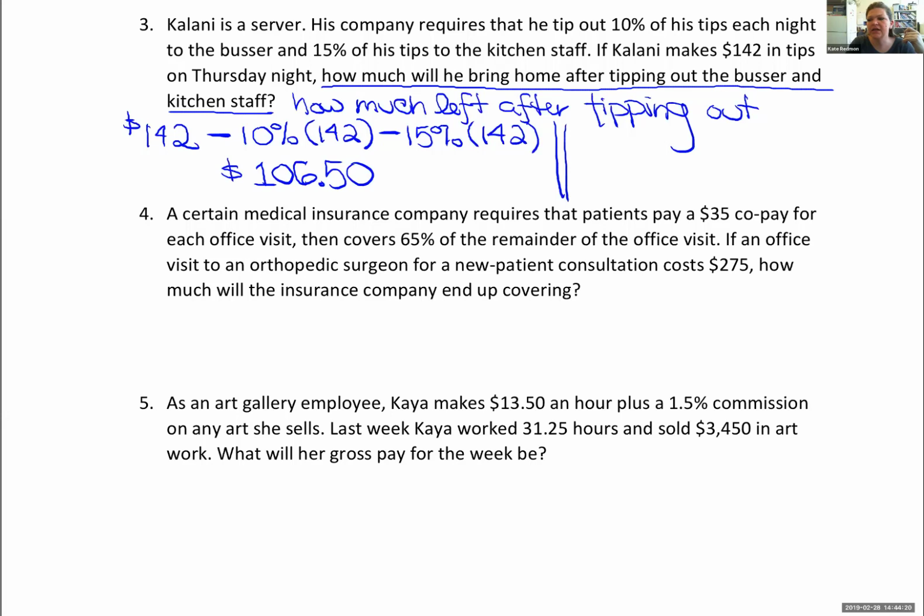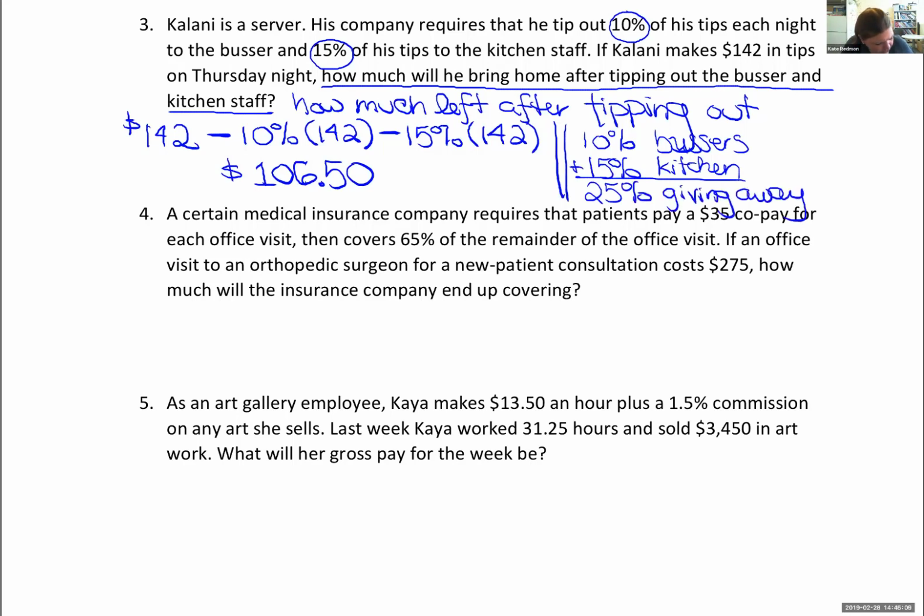Now, Maricela said, Kate, that is not how I thought about it. The first thing I noticed was that I was going to take out 10% and I was going to take out 15%. And Maricela asked me, can't I just add those? Yeah, you sure can. We learned in the very beginning of math class that we can add the same kinds of things. So we might not be able to add dollars and percents, not until we convert them anyway, but we could add percents and percents. Why not? So if he tips 10% out to the bussers and 15% out to the kitchen staff, that's a total of 25% of his tips that he's giving away.